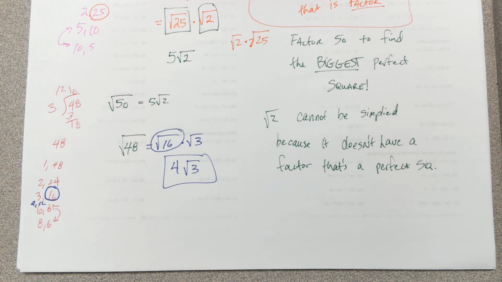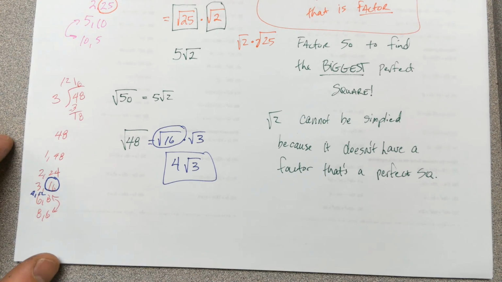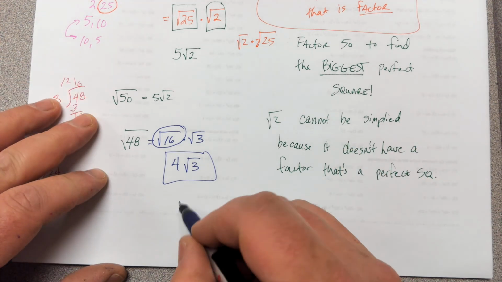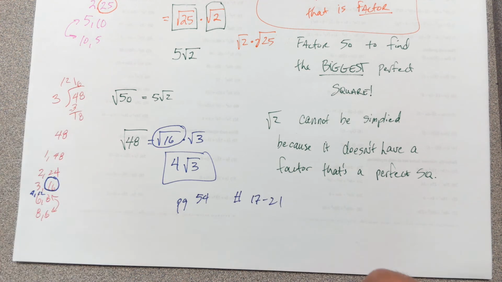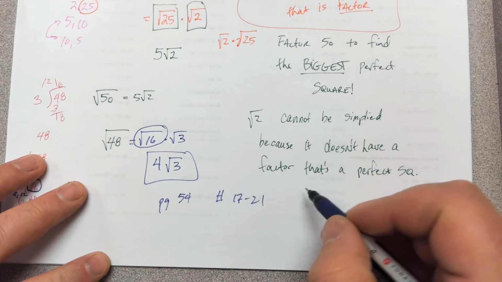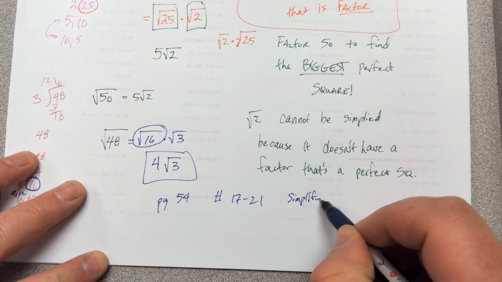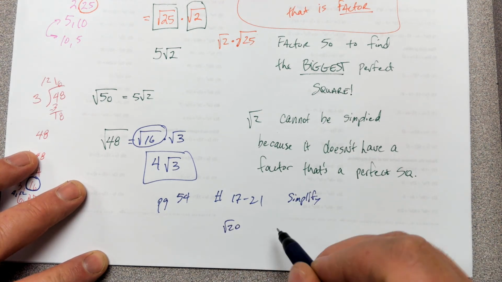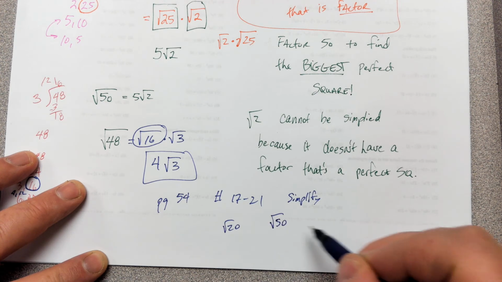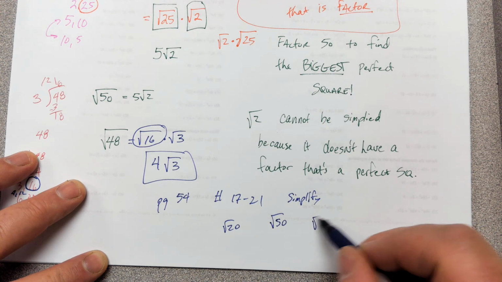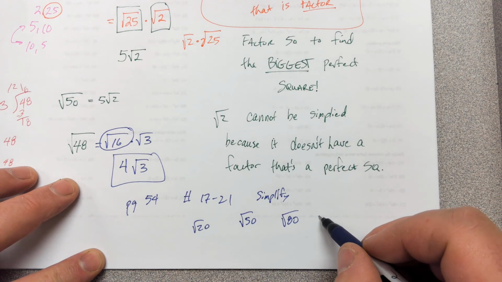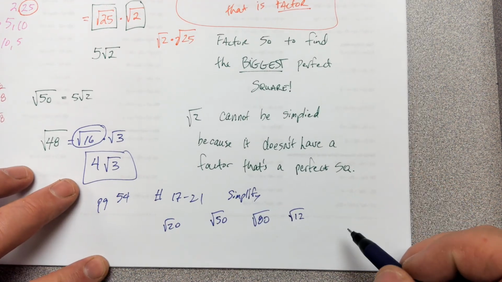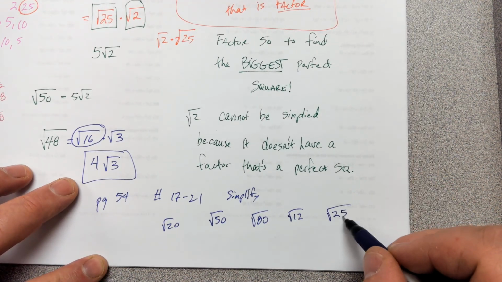So here's what we're going to do. I'll write them on here for you, okay? But it's in your book. If you wanted to know, it's page 54, and we're going to do numbers 17 through 21. So what you're going to do is you're going to simplify. Square root of 20, square root of 50. We already did that one. But don't cheat. You can use your notes to help see if you did it right or help get yourself unstuck. Square root of 12, and the last one, oh man, 250.